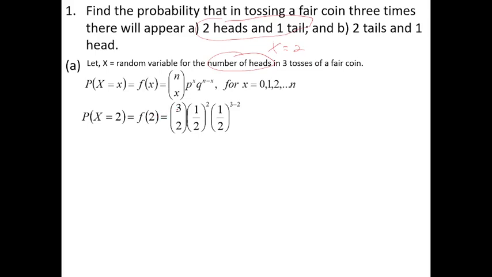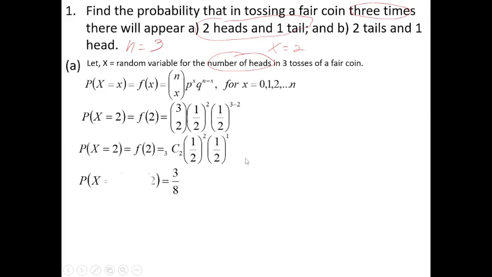That is now equal to the combination of 3 taken 2 at a time. Okay? Multiplied by 1/2 squared multiplied by 1/2 raised to 3 minus 2. Remember, 3 times that the coin is tossed, so n is 3. So this is 3c2 times 1/2 squared times 1/2 to the first power. We get 3 over 8.